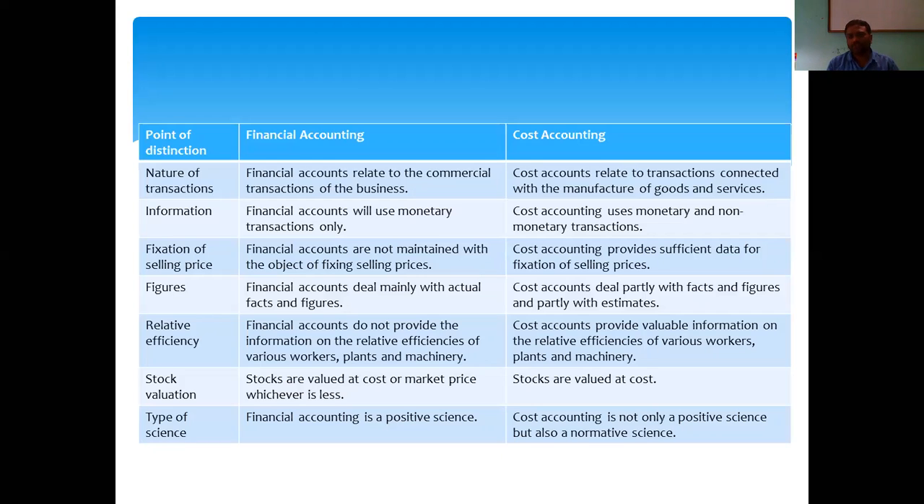But here the stocks are valued at cost. And the financial accounting is a positive science. And here the positive science always has normative science. So these are the differences between the financial accounting and the cost accounting.